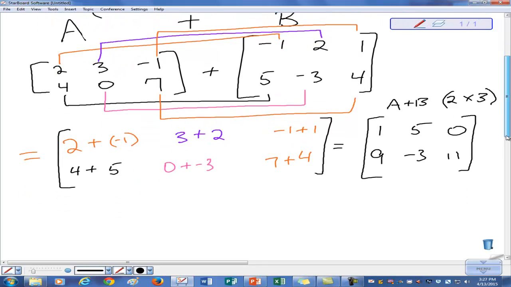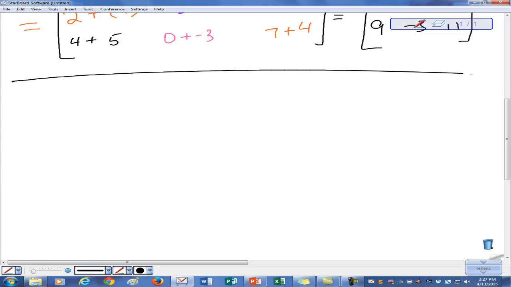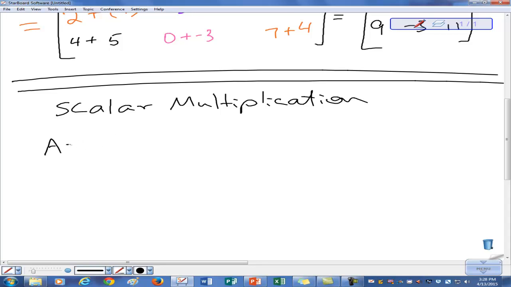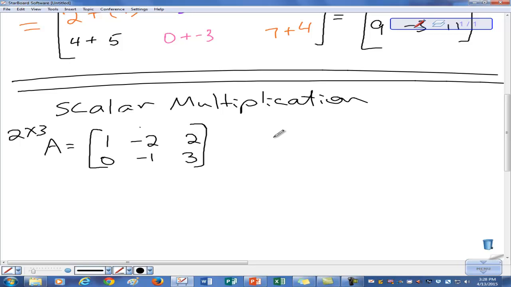Okay, now let's take a look at scalar multiplication. Now let's say we have this matrix A is 1, -2, 2, 0, -1, 3. So what dimensions would this matrix be? You should have said this is 2 rows by 3 columns. So this would be a 2 by 3. All right, and now let's say we want to find.